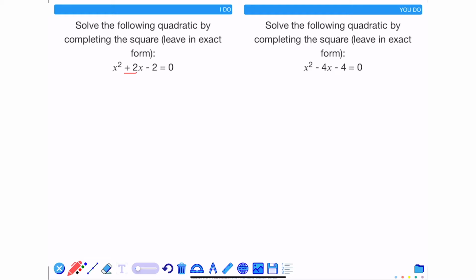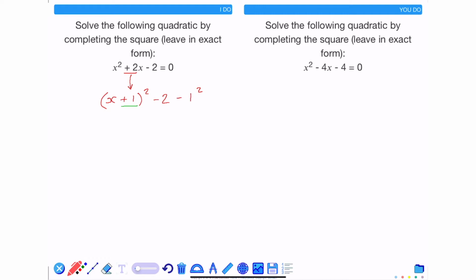The coefficient of x in this case is 2. Halving this value gives me the number that goes inside the brackets of the completely squared form. We still have minus 2, but we need to take away the square of the number that's inside the bracket. So take away 1 squared.